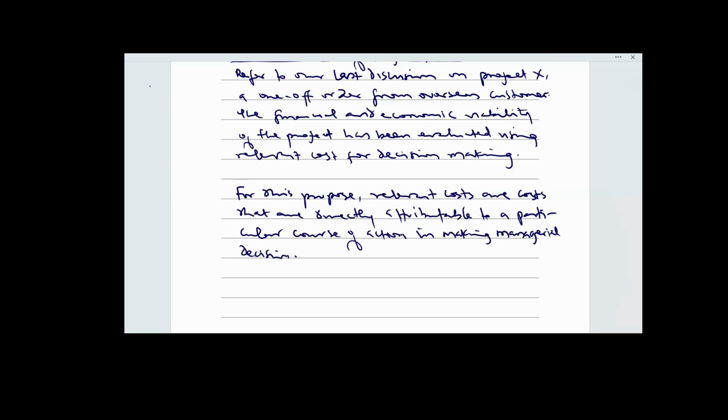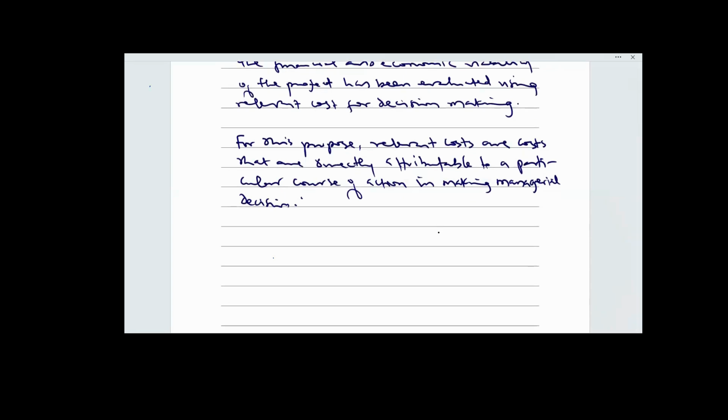Okay, so there are costs. I can then go further. There are costs that will be incurred as a result of undertaking Project X. Okay, that is for that. I've explained what relevant cost is all about. The next thing I will do is to advise on what the company should do.